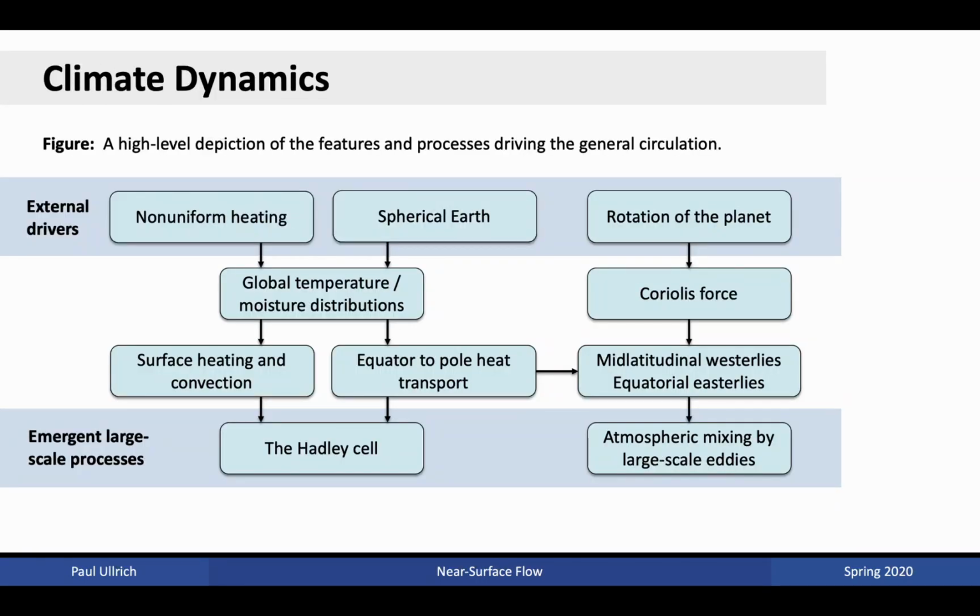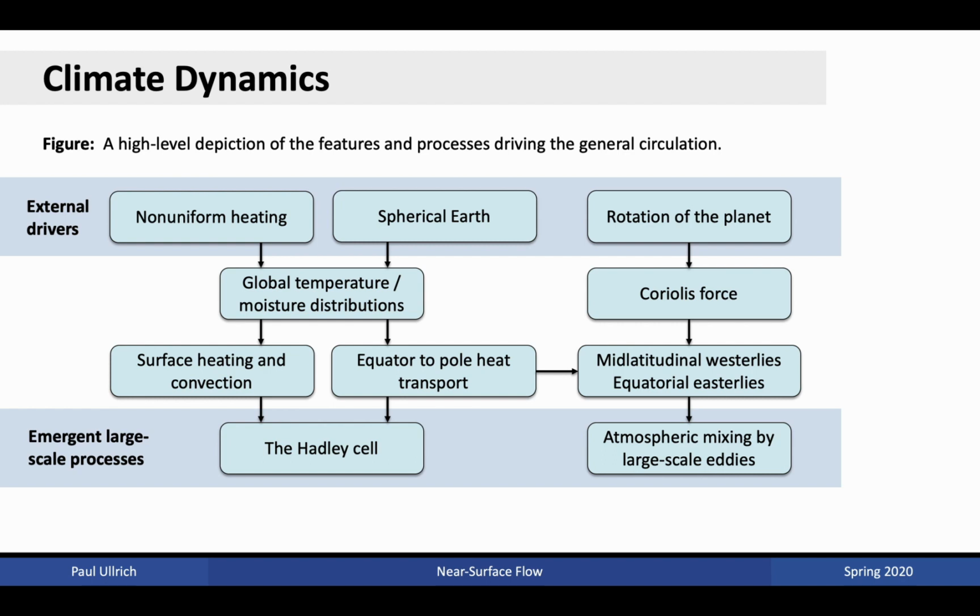Alright, let's review what we've learned about the climate system to date. There are several external drivers that are important for producing the climate system that we observe. The first of those is incoming solar radiation, which is of course responsible for providing heat to the planet. In conjunction with the planet being a sphere, this leads to global temperature and moisture distributions that are non-uniform. That is, because the Earth is a sphere, we have more energy received per unit area at the equator than we have at the pole.